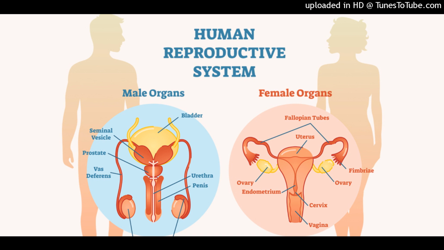Internal female reproductive organs. The internal reproductive structures are the vagina, uterus, fallopian tubes, and ovaries. Figures 3.2 and 3.3. These organs are supported and contained within the bony pelvis.